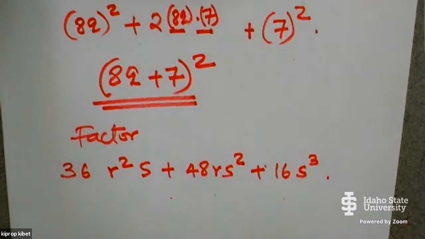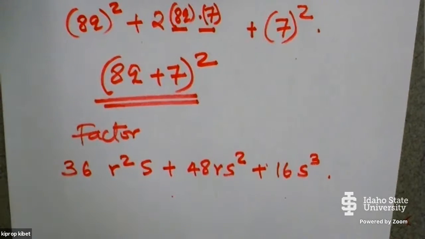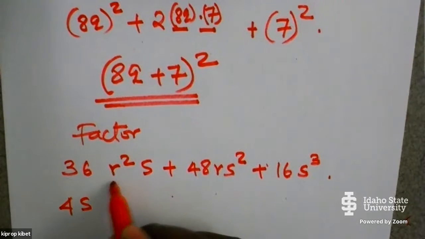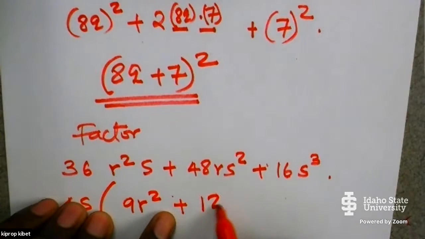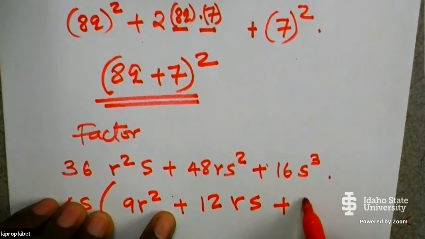Now, first of all, what should we do? We need to factor out the greatest common factor first. So what is our greatest common factor here? I can see 4. Which one is the other one? S. So our greatest common factor there is 4s. And then what remains is 9r squared plus 12rs plus 4s squared.